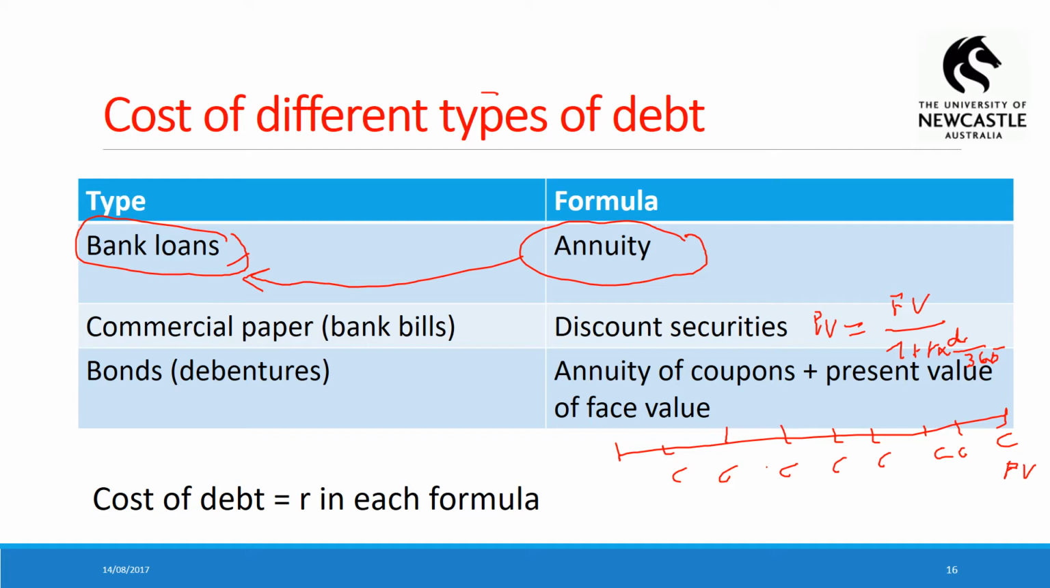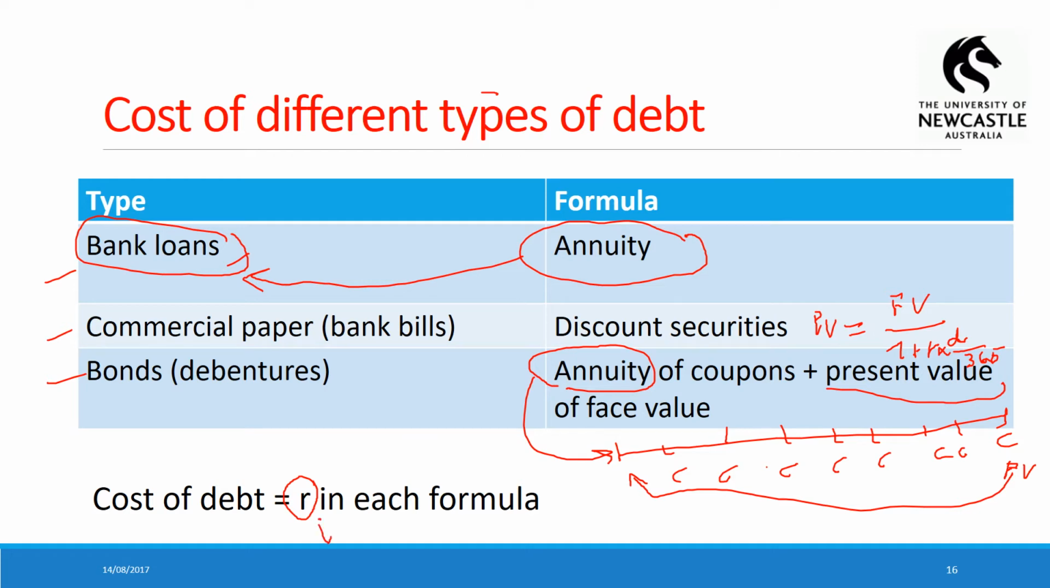So with a bond valuation, therefore, we have two types of cash flow. We have an annuity comprising the coupon payments, and we also have a present value component, which is the face value discounted back to the current time, right? For each of these items, what we want to work out is the cost of debt, right? Which is the required rate of return for each of the securities, yeah? So it's the R in each formula or the I in each formula, right?